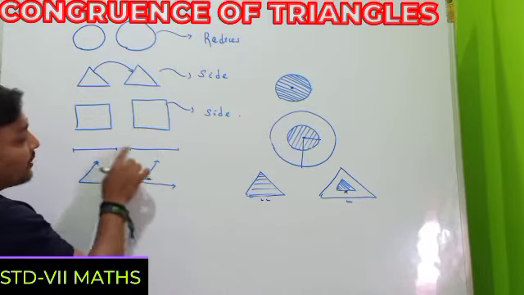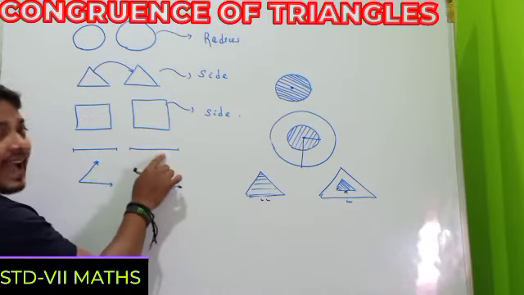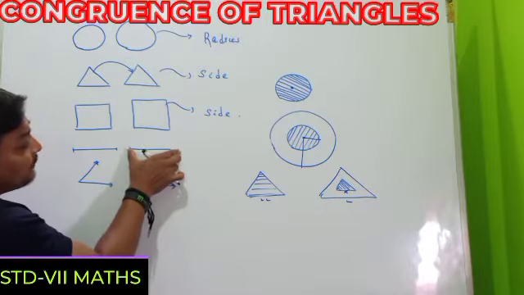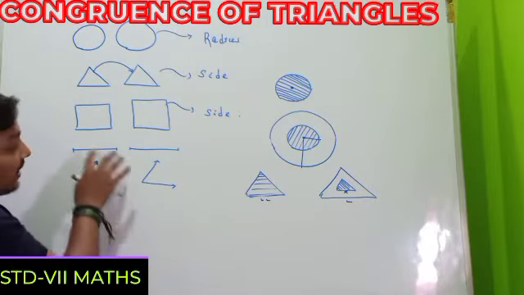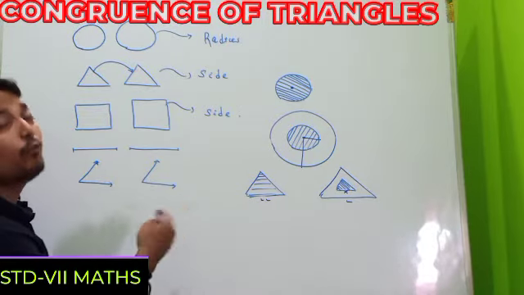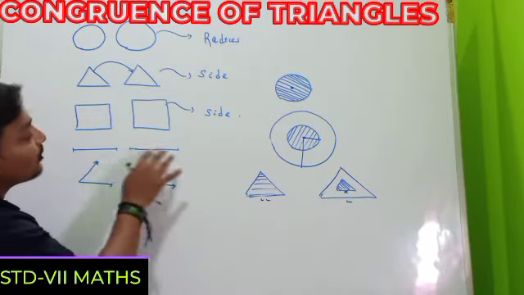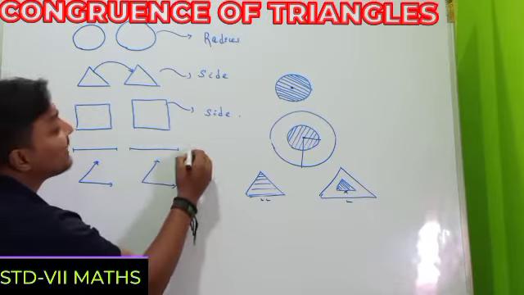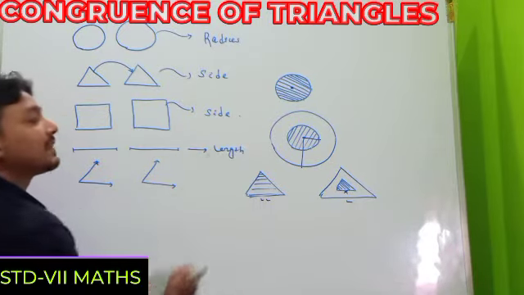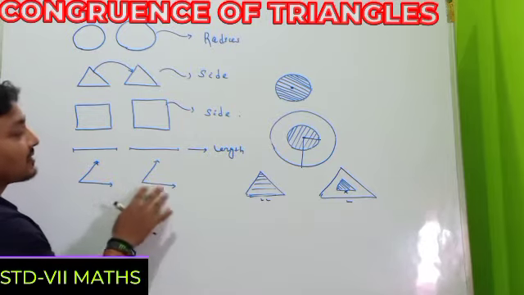And here both the line segments are congruent. I can check it by keeping this one over this one. If both cover one another, then they are congruent. When will it cover? Whenever both of them have the same length. Here it is also the same thing.